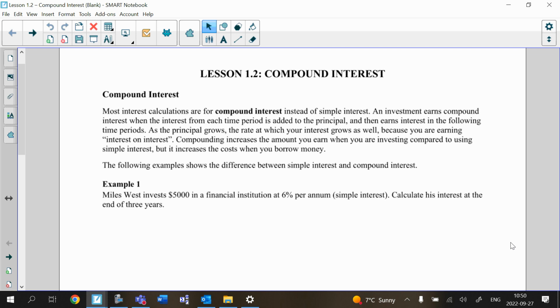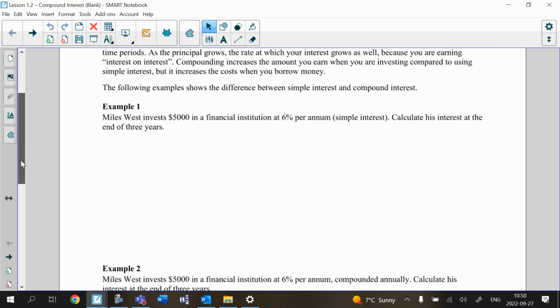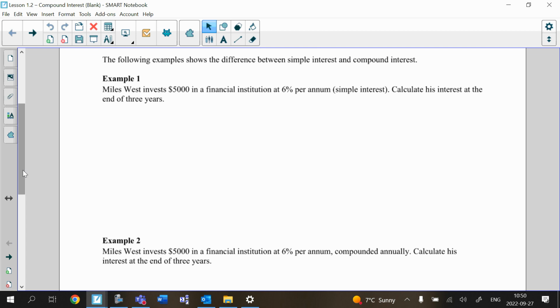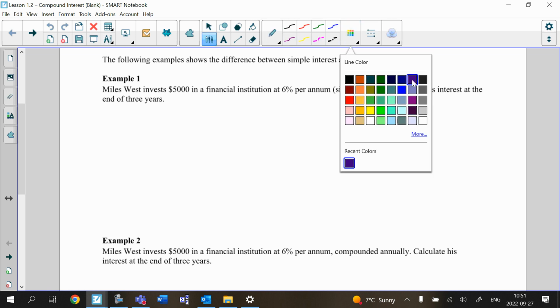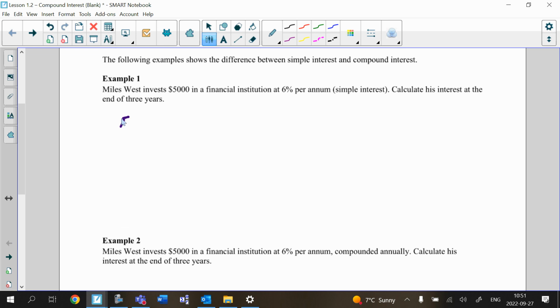So this example one would be a question from lesson 1.1 on simple interest. So this guy invests $5,000 in a financial institution at 6% interest per year, and we're asked to calculate his interest at the end of 3 years. Remember, we're using the simple interest formula. Interest is equal to the principal times the rate as a decimal times the time in years.